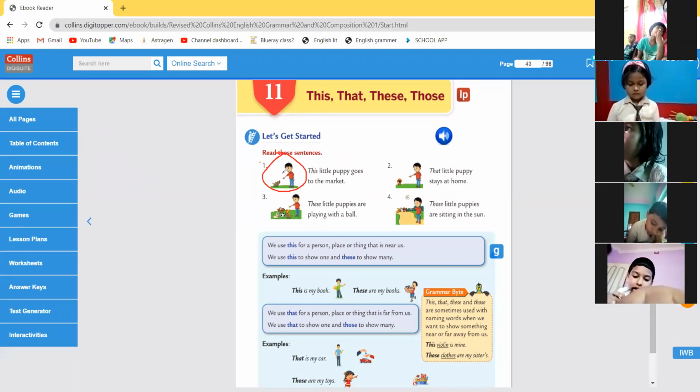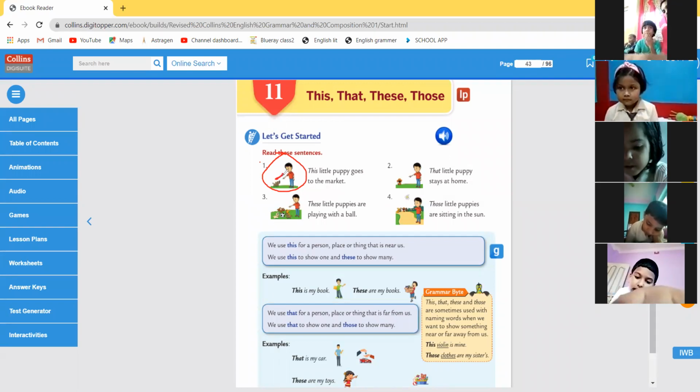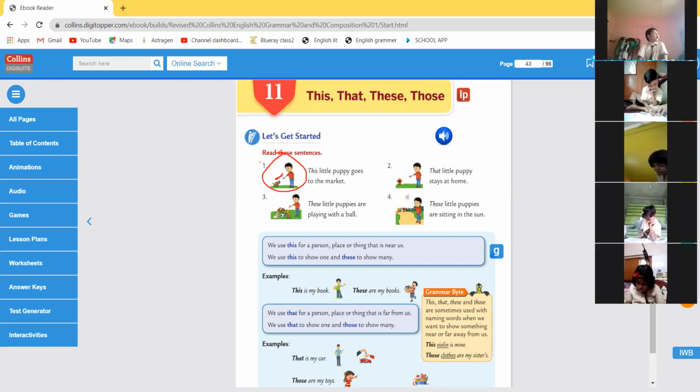Now look at the puppy and the distance between the boy and the puppy. Notice the distance between the boy and the puppy. In this picture, this puppy is near to the boy, very near to the boy. And puppy means only one puppy is there. So in this case, any person or place or thing that is near to you, you have to use THIS, this.